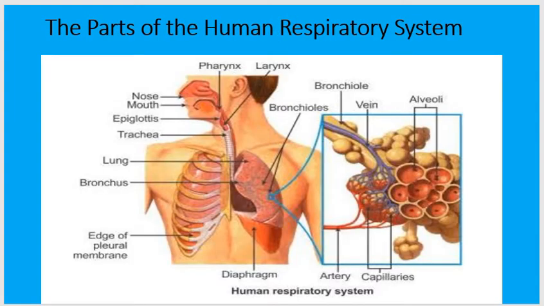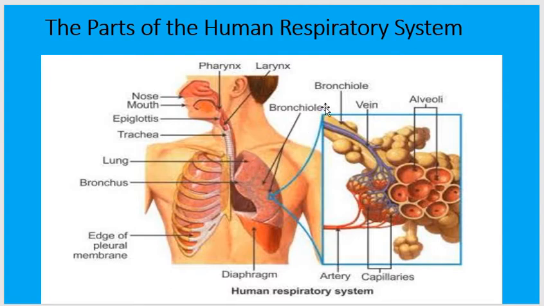The parts of the human respiratory system. You can see in the picture there are different organs which are involved in the respiratory system. As you can see here: nose, mouth, pharynx, epiglottis, larynx, trachea, lungs, bronchus.